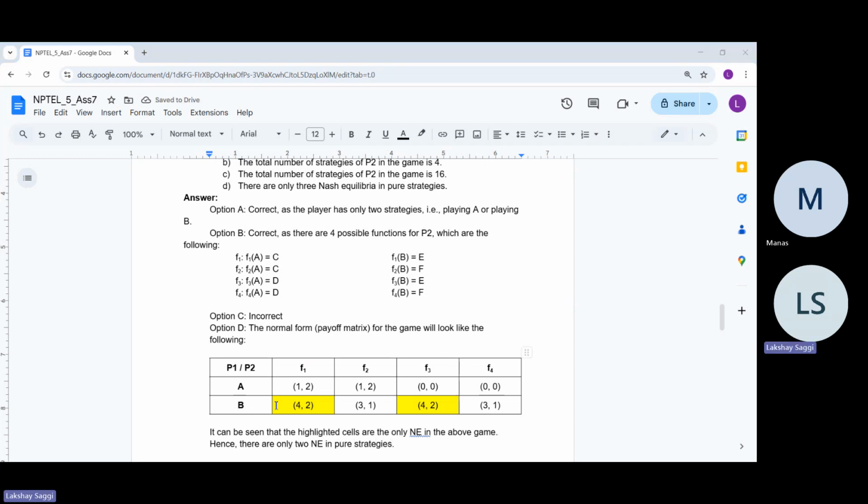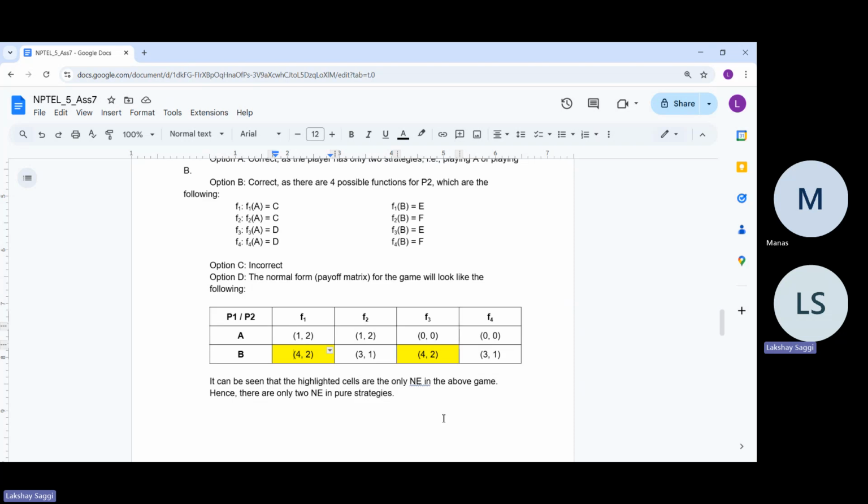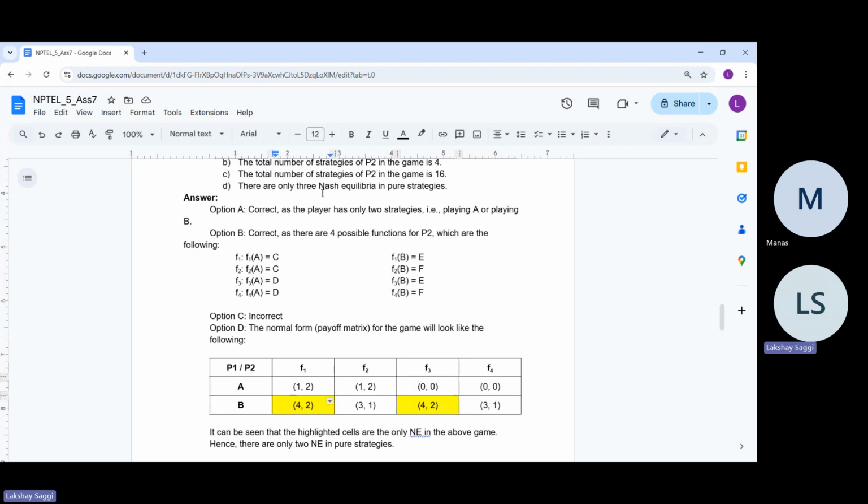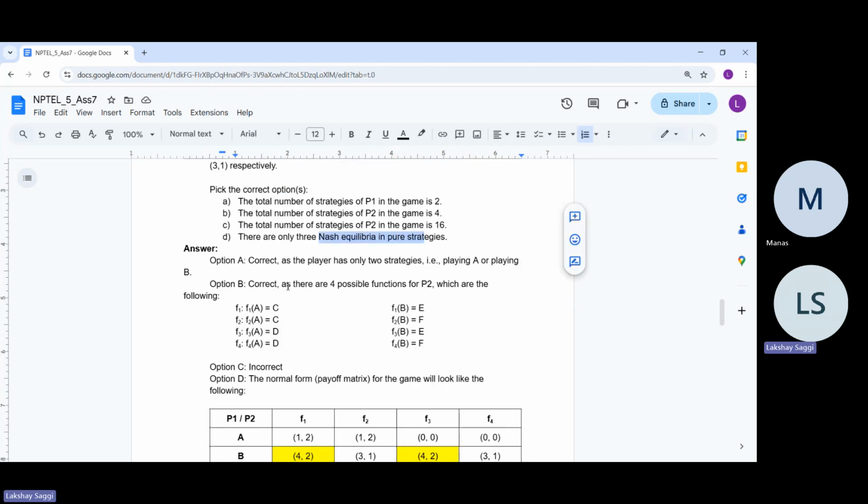One is that you said correctly that 4, 2 is the only possible Nash equilibria. But what this means is that 4, 2 is the only possible payoff corresponding to Nash equilibria. But note that there can be more than one Nash equilibria which give you those payoffs. So yeah, here there are two. So option D is also incorrect. So only options A and B were correct, C and D were incorrect.